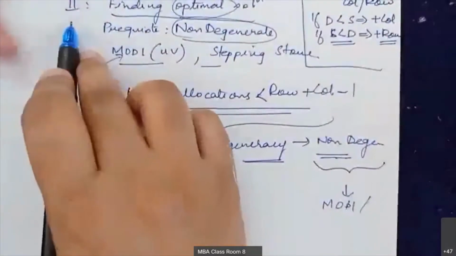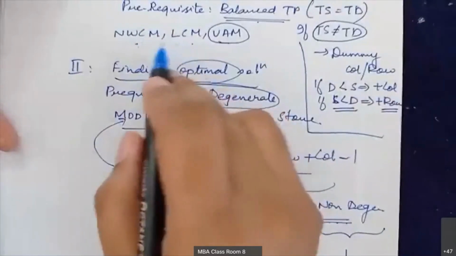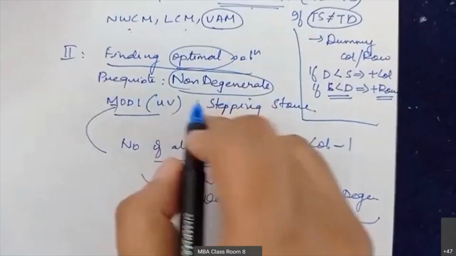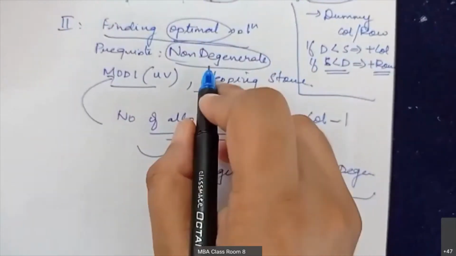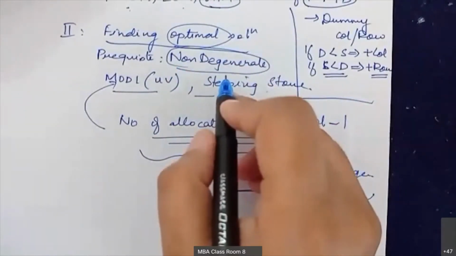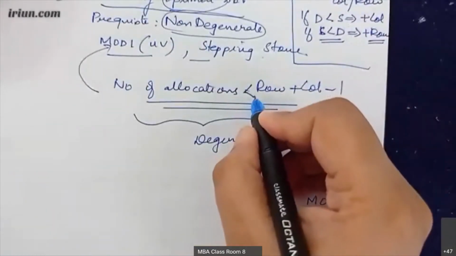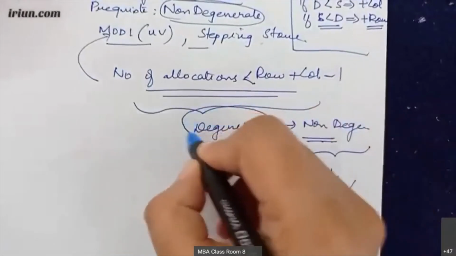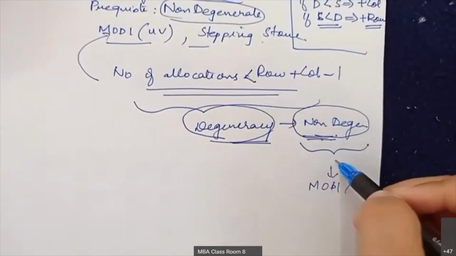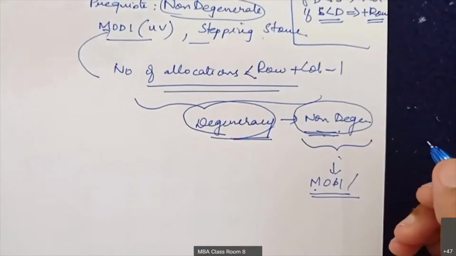Similarly, the second phase is for finding the optimal solution. We check whether the solution received from the first phase is optimal or not. For that we have two methods, MODI and stepping stone method. But before starting this, we need to check whether our solution is non-degenerate. Non-degenerate means the number of allocations is equal to rows plus columns minus 1. If the allocations are lesser, we call it a degenerate solution. In that case, we need to convert it into a non-degenerate solution. Only after that do we apply MODI or stepping stone method for checking the optimality.